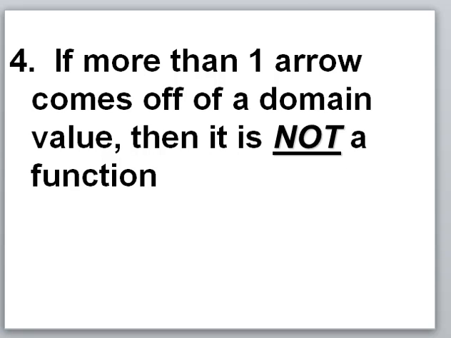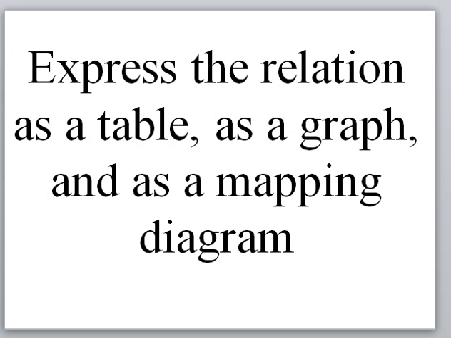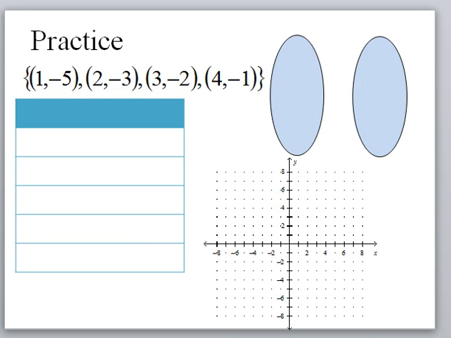So one of the first things we're going to do is just some examples where we're going to express the relation. So we'll be given that set of ordered pairs. We're going to first express it as a table, then we're going to create a graph of it, and then we're also going to create that mapping diagram. So my first problem here, I'm going to go ahead and separate this. This would be my domain here, and over here I write my range.